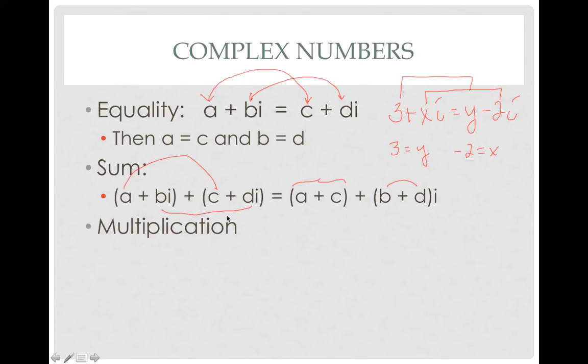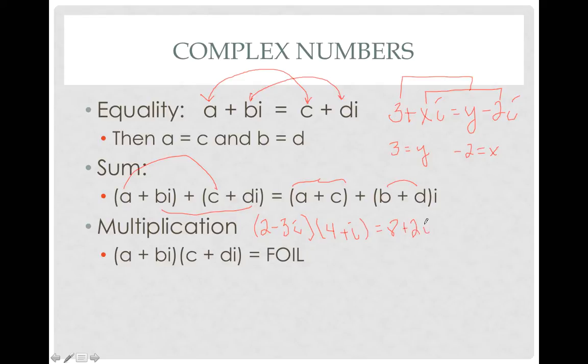Multiplication: if you notice that you have two terms here and two terms here, if you are multiplying, it's going to be just like FOIL. So in this case, if you were to multiply 2 minus 3i times 4 plus i, I would FOIL. 2 times 4 is 8. My outers make a positive 2i. My inners make a minus 12i. And my last makes minus 3i squared.